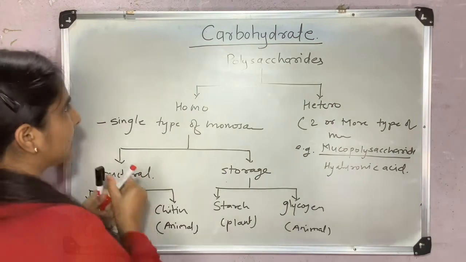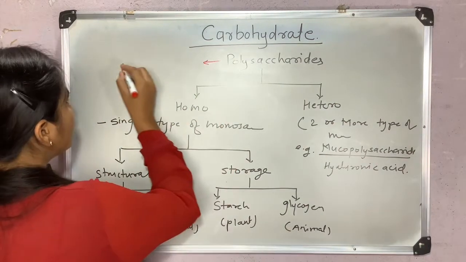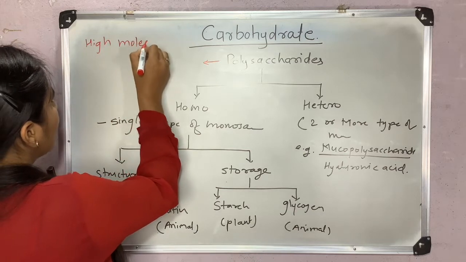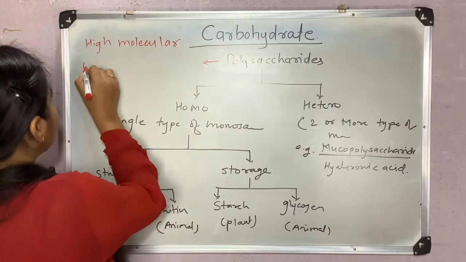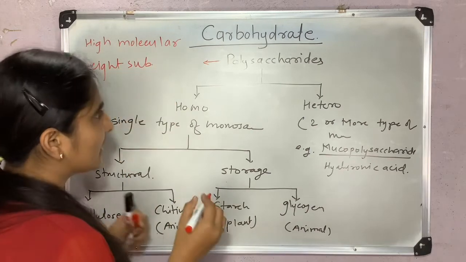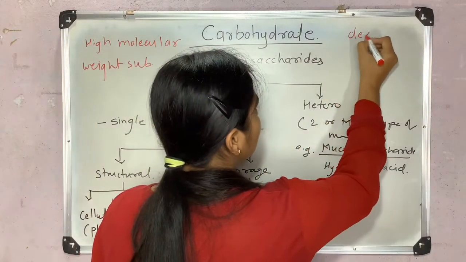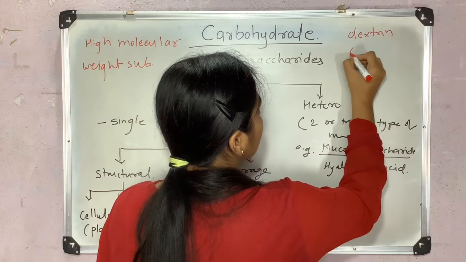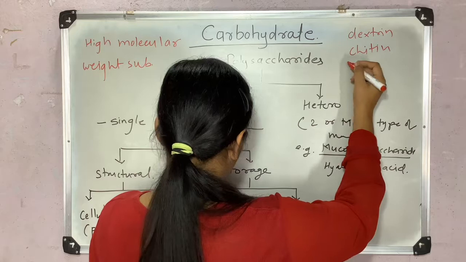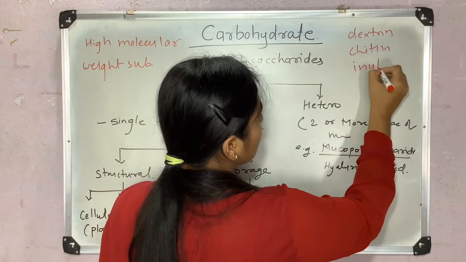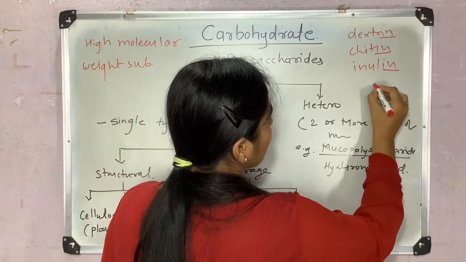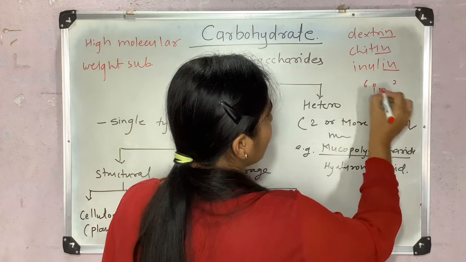The polysaccharides are high molecular weight substances. Some well-known polysaccharides are dextrin, then chitin, then inulin. See, they end in IN, ends with IN, remember this.